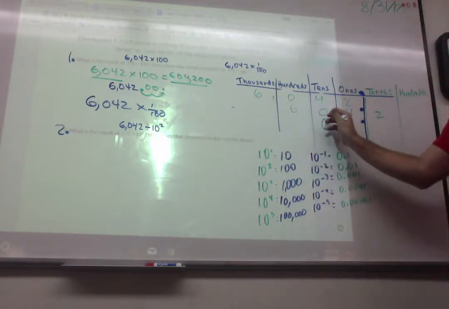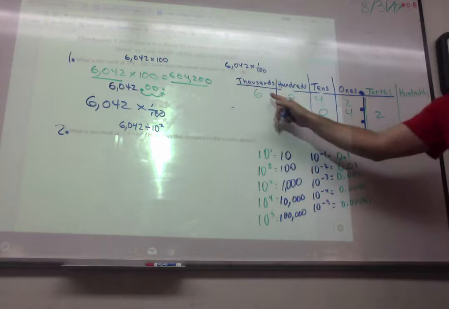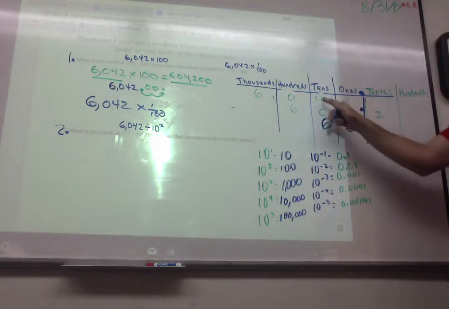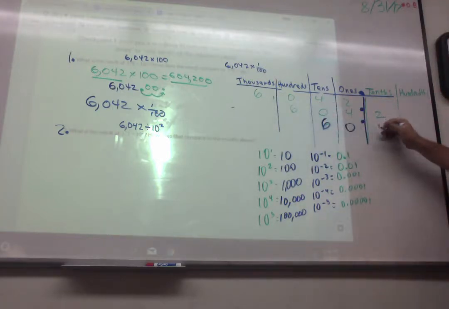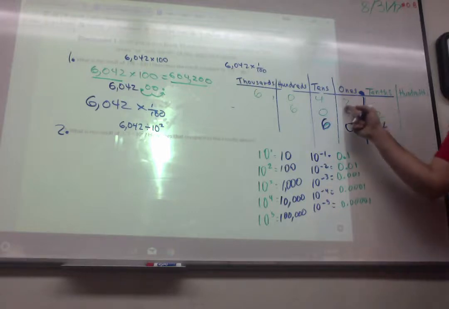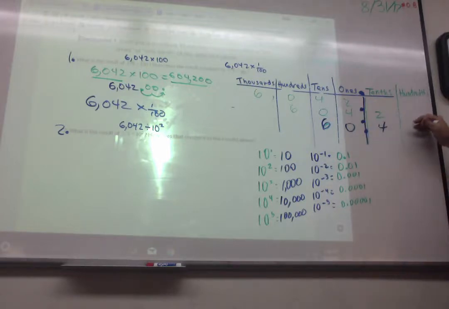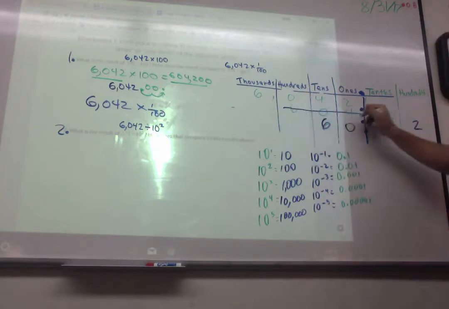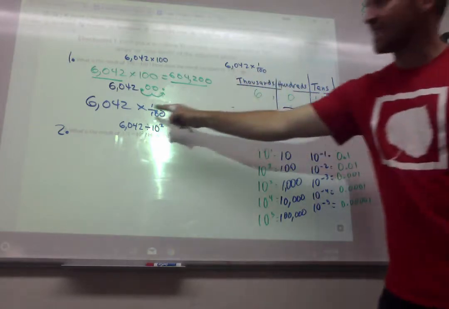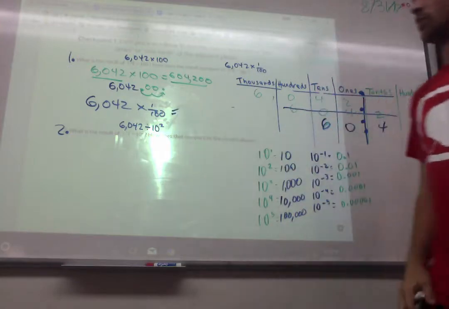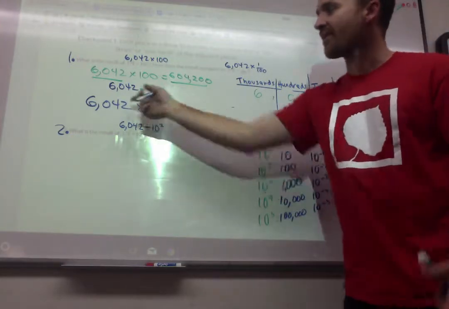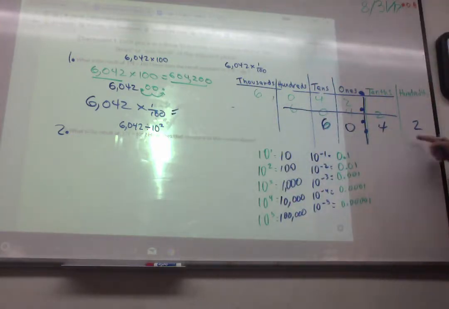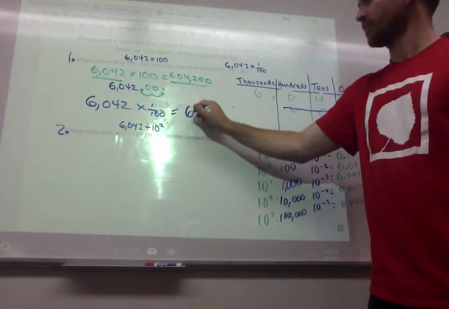6,000 divided by 100 is 60. 4 tens divided by 100 is 4 tenths. 2 ones divided by 100 is 2 hundredths. 6,042, what's 1/100th of that? 60 and 42 hundredths.